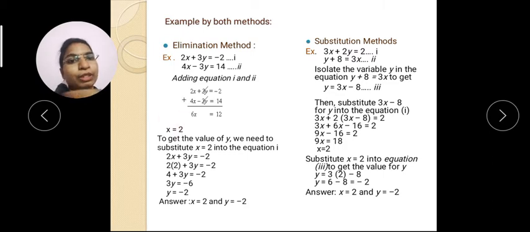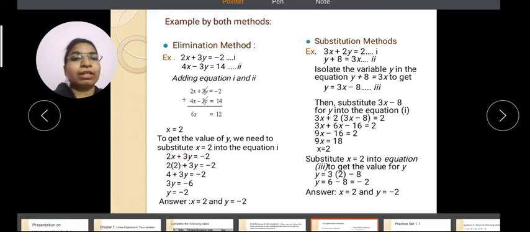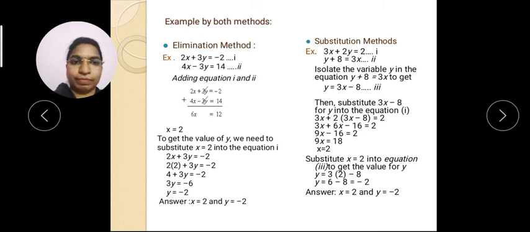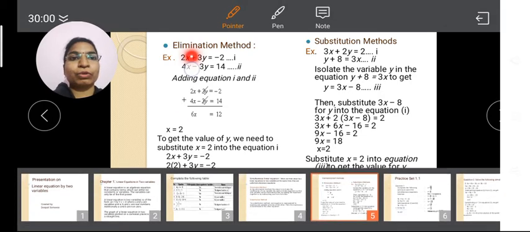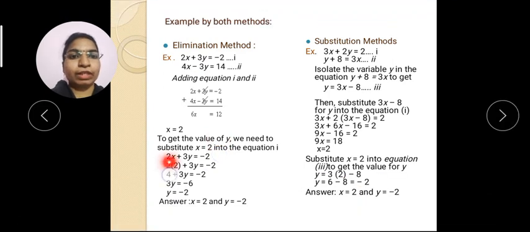So simply substitute this value in any one of the equations. You can substitute in the first equation, or you can substitute in the second equation. But students, listen, when you are choosing the equation, choose the equation which is very simple. Okay, so I use the first equation here. So x is equal to 2. When you substitute the value x is equal to 2, what will you get? 2 into x plus 3y is equal to minus 2. This is the first equation. Now what do we have to do?